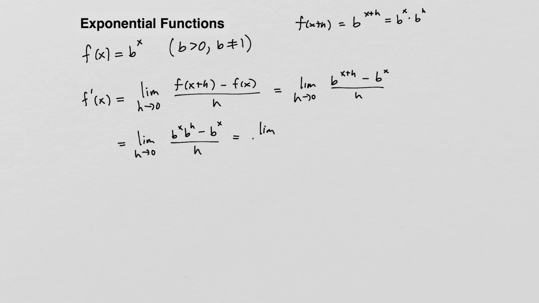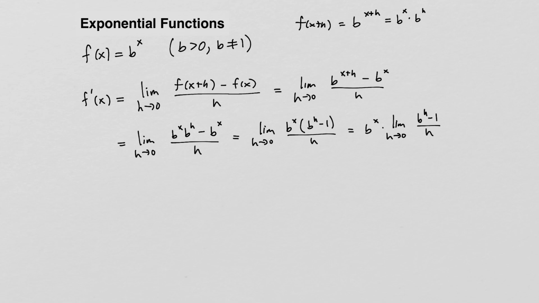Now from here, we can factor out the common factor, which is this b to the x. So we get b to the x times b to the h minus 1 divided by h. And if I now take out the b to the x, because b to the x does not have an h in it, we can factor it out of the limit completely. We get b to the x times the limit as h goes to 0 of b to the h minus 1 divided by h.